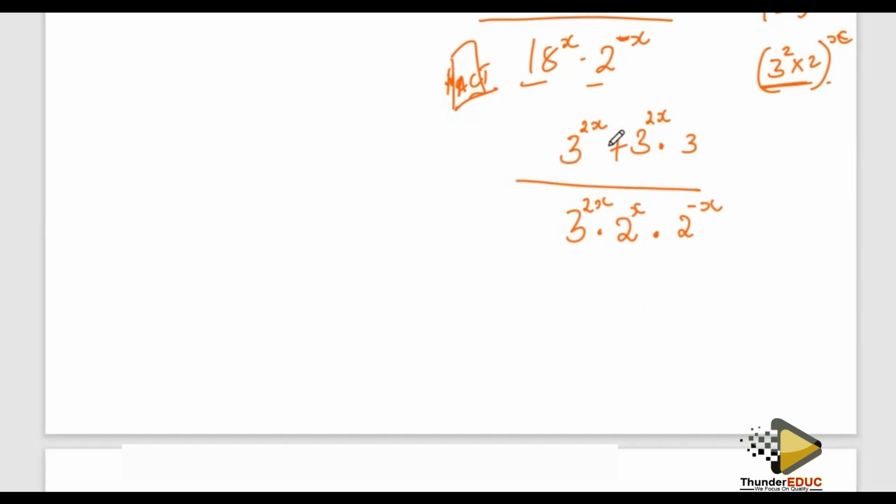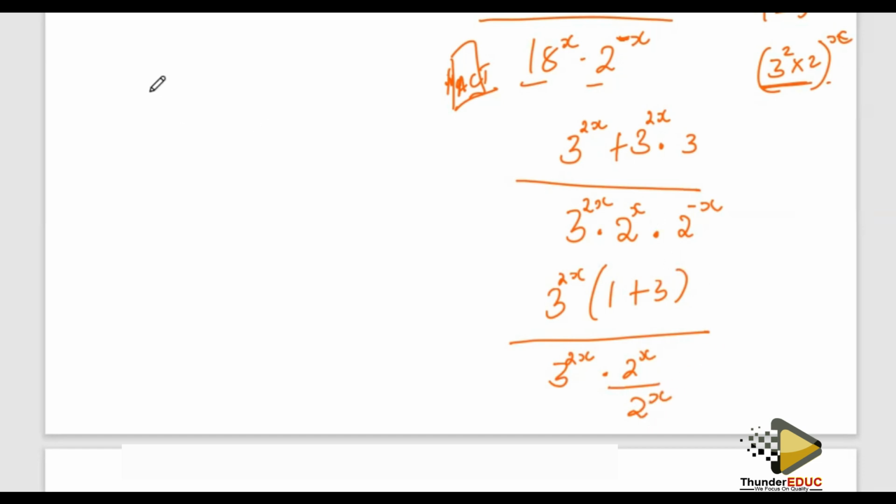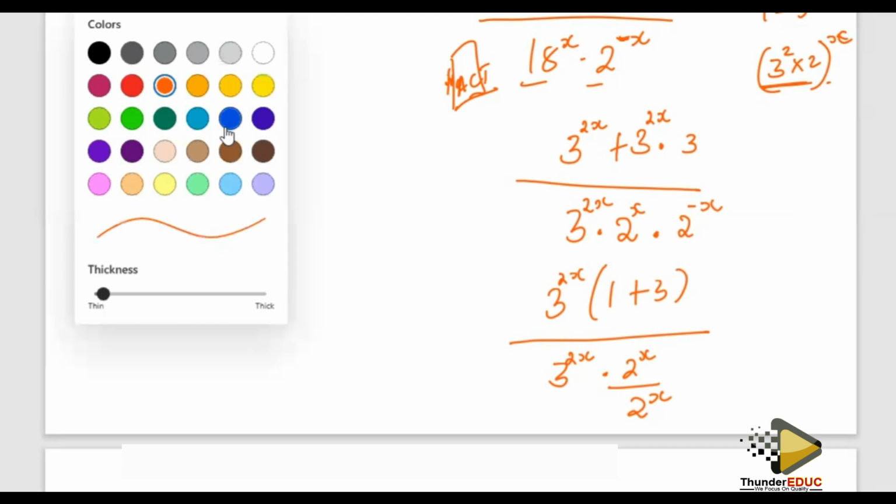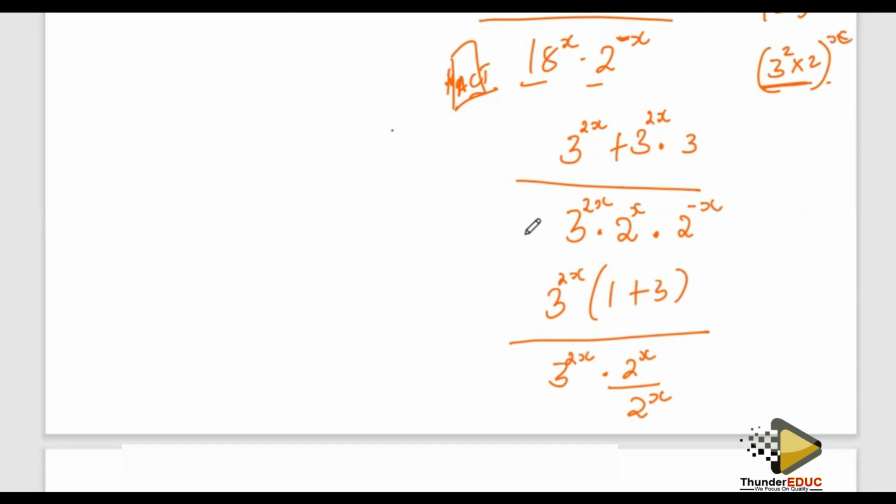What is common? 3 to the 2x. So I have 3 to the 2x, and I'll be left with 1 plus a 3. Over, I have 3 to the 2x, this is times a 2x. We said that as long as you have a negative exponent, it pushes it to the denominator. Now what I can see is that it's game over for this question. So this cancels out with that. This cancels with that, giving us a 1. Then 1 plus 3 is a 4. So that's what we need to do.